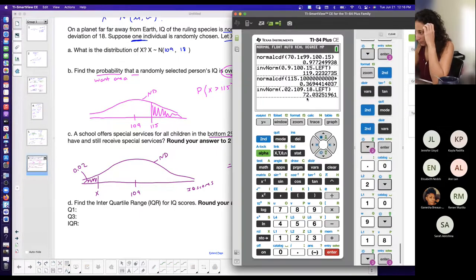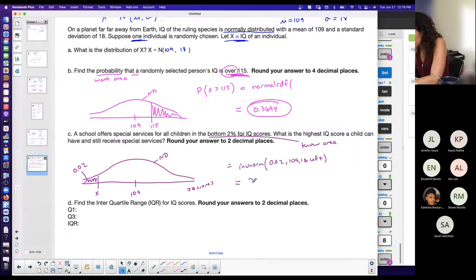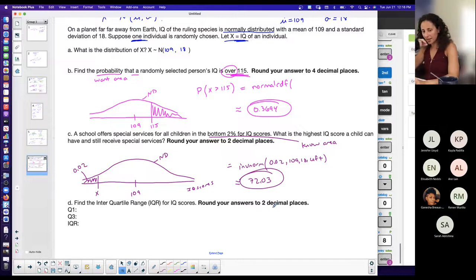I got an IQ score, 72.03. So this is, I think, I don't know what's happening here in my voice.